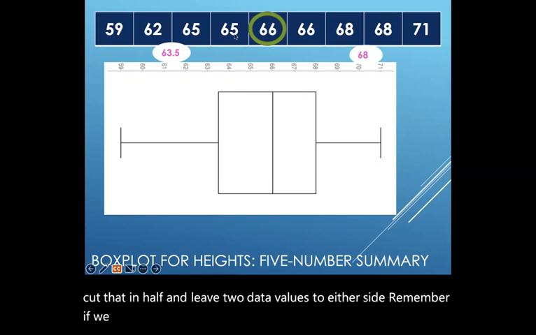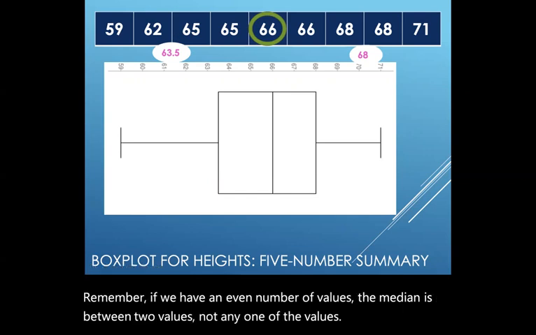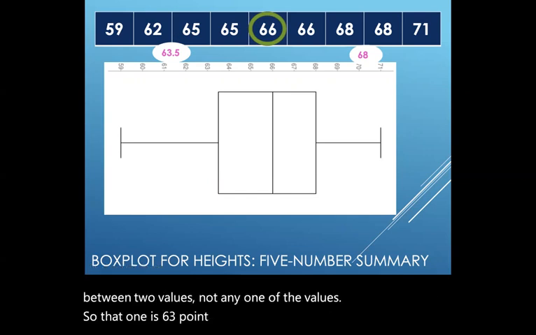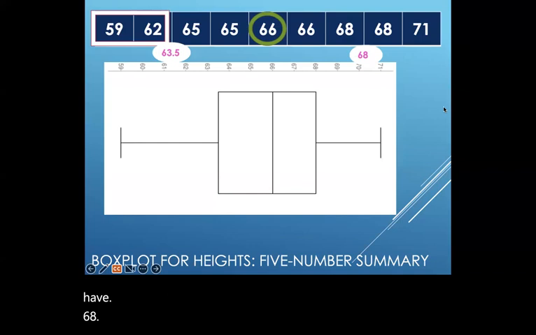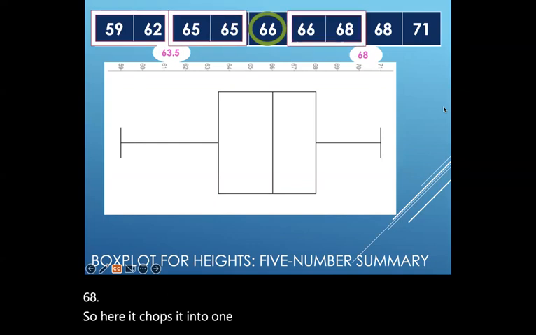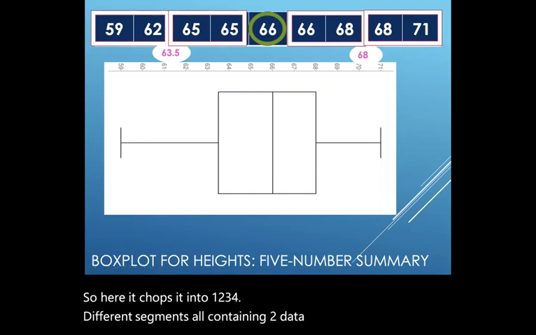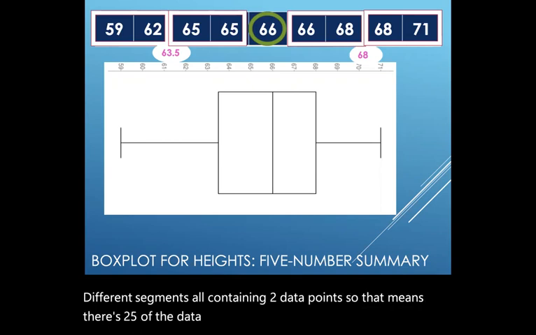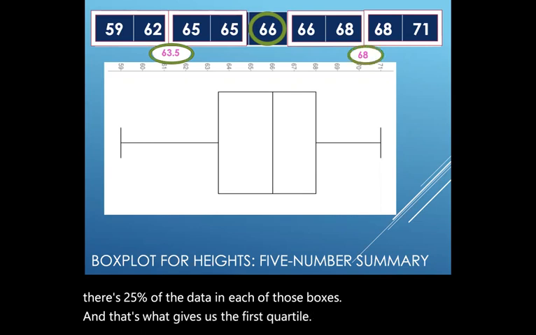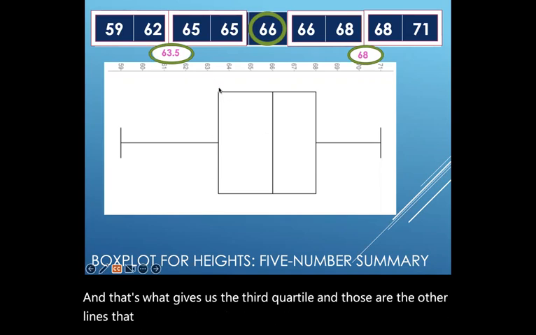Remember, if we have an even number of values, the median is between 2 values, not any one of the values. So that one is 63.5. And on the other side, between 68 and 68, you have 68. So here it chops it into 1, 2, 3, 4 different segments, all containing 2 data points. That means there's 25% of the data in each of those boxes. And that's what gives us the first quartile, and the third quartile. Those are the other lines that close off the box. The lower one is at 63.5, and the higher one is at 68.